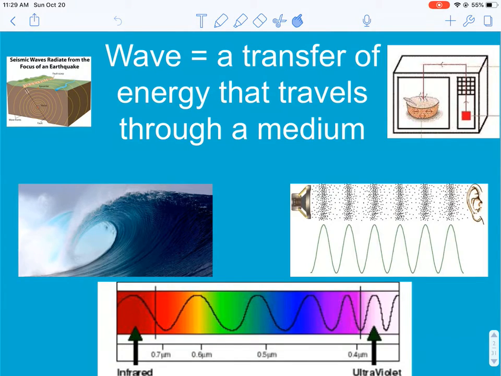Now, it could be that it travels through nothing. The medium could be nothing, like in space, or it could be that it's traveling through air, or earthquake waves travel through the medium of the ground and soil, or it could be through the metal parts of a train track. All sorts of different mediums that waves can travel through.